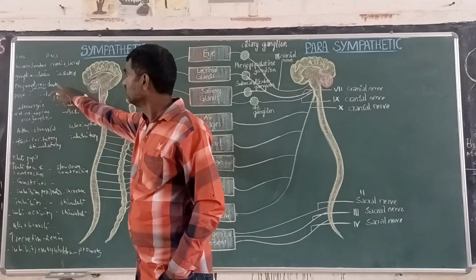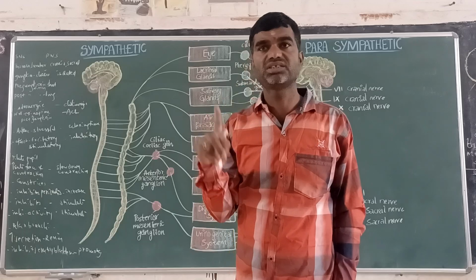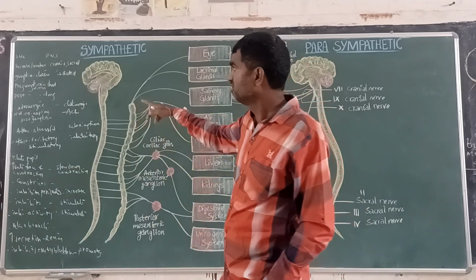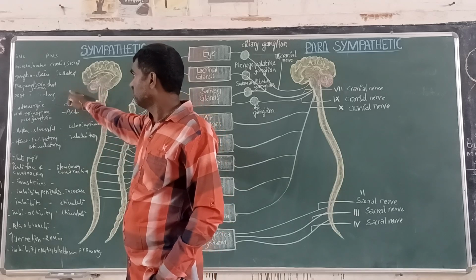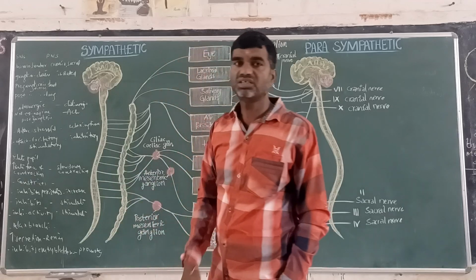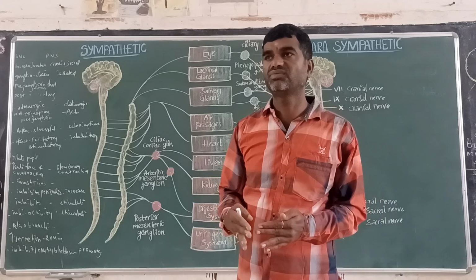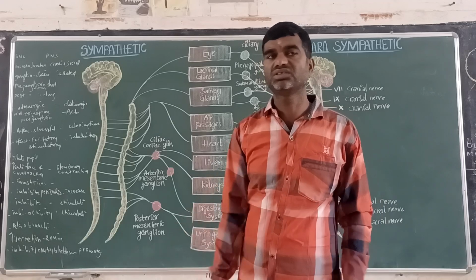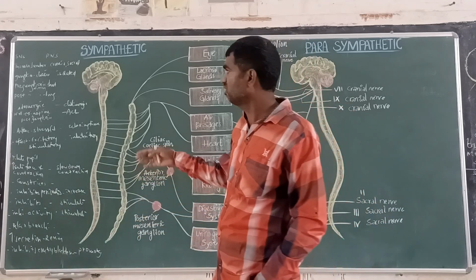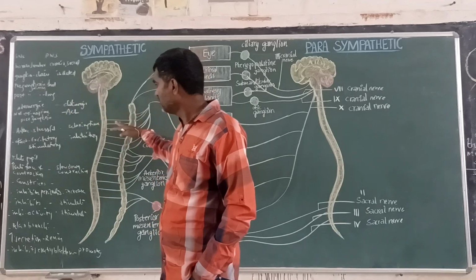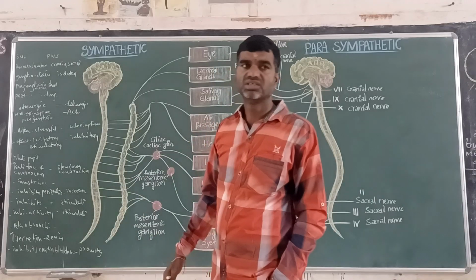Here ganglia are present. The ganglia look like chain-like structures. Next, preganglionic neurons and postganglionic neurons are present, and at the terminal region a synapse is formed. From the synapse, the signals jump to the next stage, ending at the postganglionic neurons. The preganglionic neurons are shorter and the postganglionic neurons are longer in the sympathetic system.